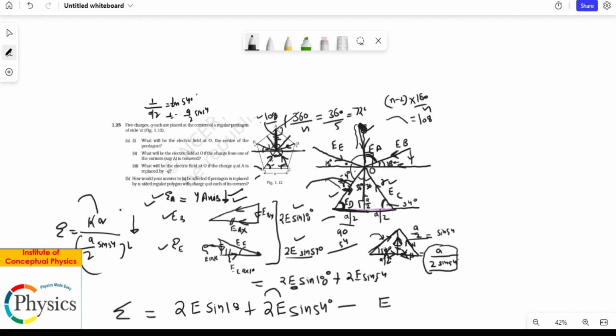So I can just write e also, because e actually is kq by the square of the distance from the charge to the center O, right? I can put this. I have not put the values here. If I see the values of sin 18, sin 54, it is very simple for me to finally find the value of the resultant electric field at O. So this question is not difficult because the calculations are straightforward.